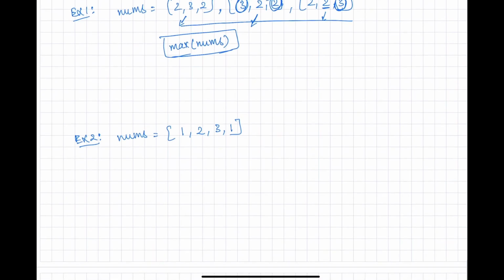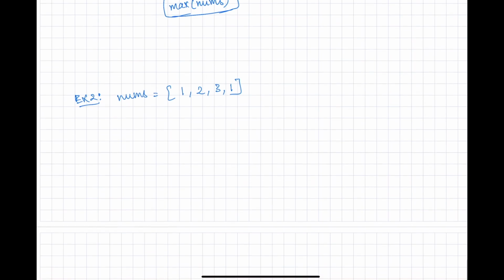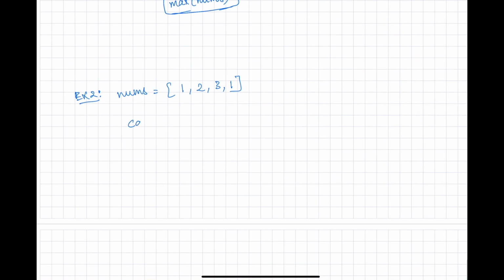And let's go to the second example, where the houses are greater than 3. In this scenario, there are 2 cases that exist. Case 1 is where we exclude the last house.